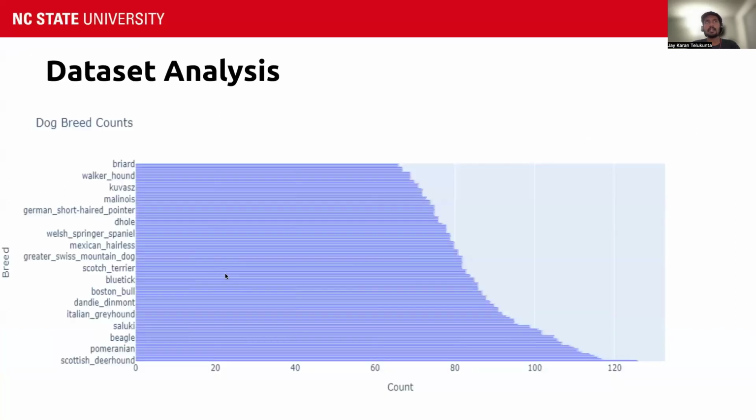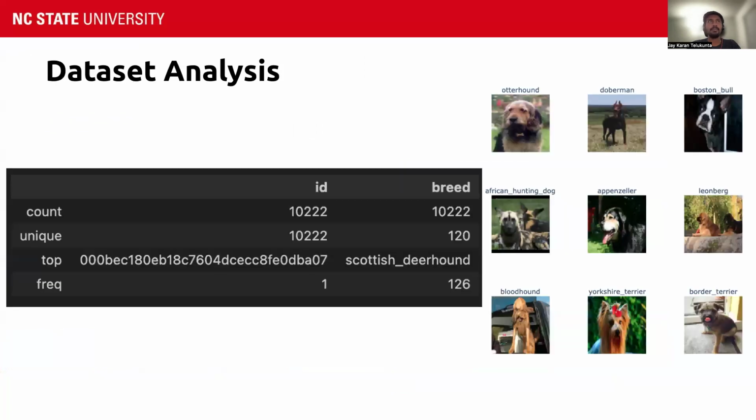This is how the dataset analysis for different dog breeds would look. We would say it's still a balanced dataset due to a uniform flow. This is another image where we can see the images of dogs differently distributed, and we have a count of 10,222, as I explained before.